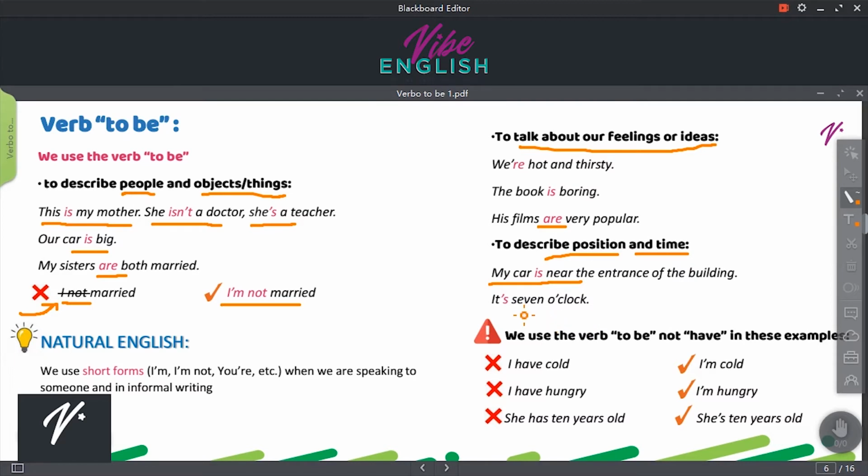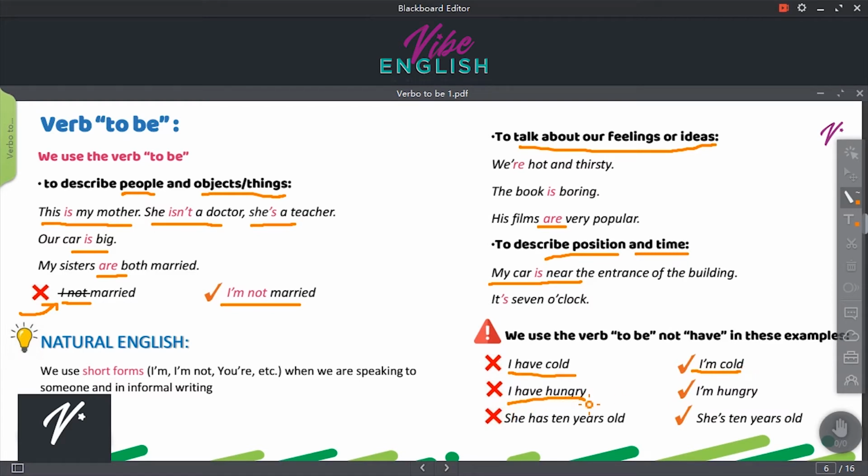We use the verb to be and not the verb to have in the following examples as well. This is also a common mistake where students tend to use the verb to have because of their mother tongue, especially with Spanish students. I have cold, the correct way would be I'm cold.